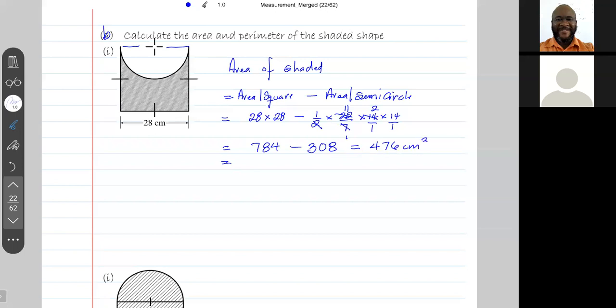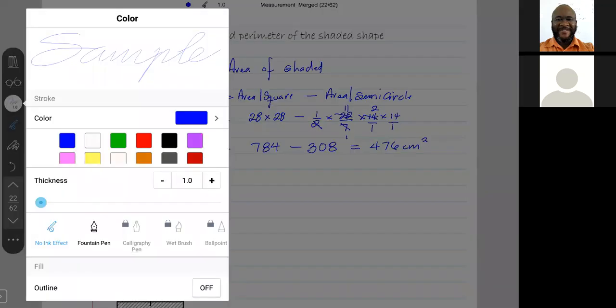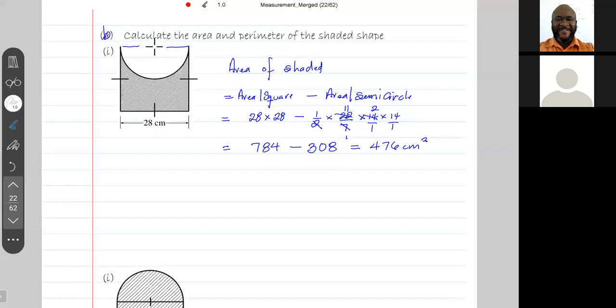Now we're also asked to calculate the perimeter. Perimeter means distance around. Let me switch to red for the perimeter. So if I'm going to calculate the perimeter, I need to know the length of all edges going around the shape. There are 3 straight edges and they're all 28 centimeters. That is given. The strokes on the line are telling me that the sides are equal.